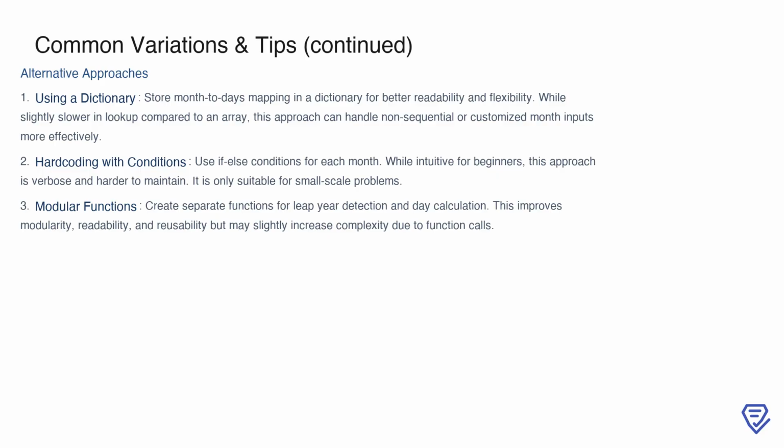This method might be intuitive for beginners, but it's verbose and harder to maintain, making it less suitable for larger or more complex problems. Lastly, you can improve modularity and readability by creating separate functions for tasks like leap year detection and day calculation. While this modular approach enhances reusability and structure, it can slightly increase the complexity of your code due to additional function calls. Depending on the context, choosing the right approach can help you balance clarity, efficiency, and maintainability.